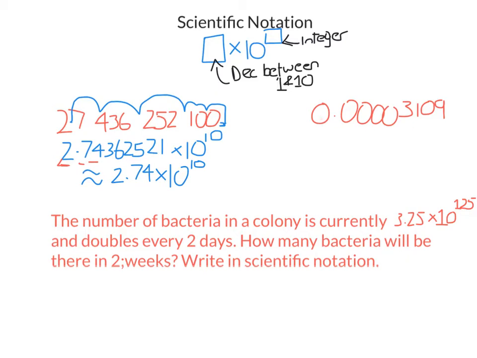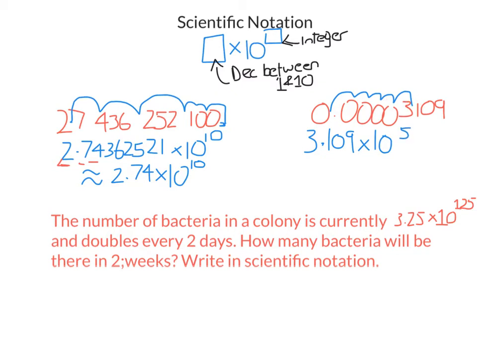So let's try this one here. Unlike this one, which was a really large number, this is a really small number. But the process for writing in scientific notation is the same. We move the decimal point until the number's between 1 and 10. So we get 3.109 times 10, and we moved the decimal point 1, 2, 3, 4, 5 spots. So we put a 5 up here.